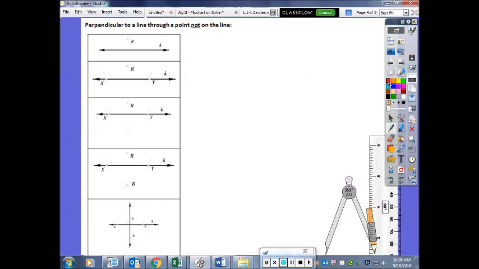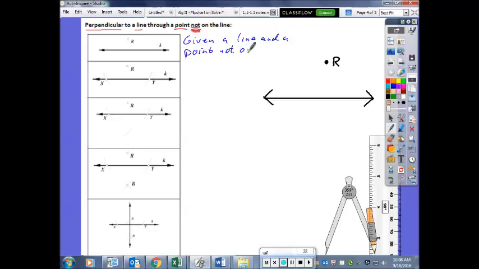Now we're going to construct a perpendicular to a line through a point not on the line. Now we start off with a line and a point not on the line. So we are given a line and a point not on the line.